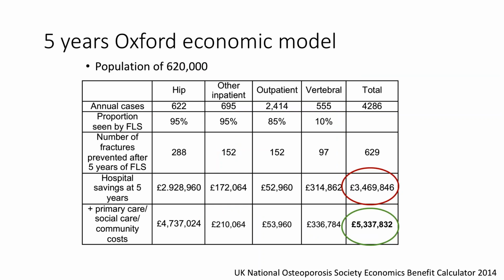When you do all of this, you can get these sort of figures for Oxford for 5 years, where I work, population of 620,000. In red, I've circled the hospital savings at 5 years, which is 3.5 million. And then if you combine the primary, social and community care costs with the hospital costs, you're getting to cost savings of over £5.3 million over 5 years. And this is really important to do. Unless you can, in one sentence, summarize the estimated cost saving for your FLS, you'll find it very difficult to engage with policymakers about investing any sizable fund into your FLS.